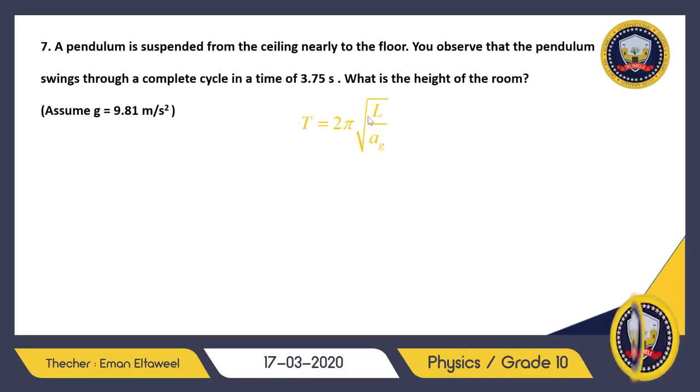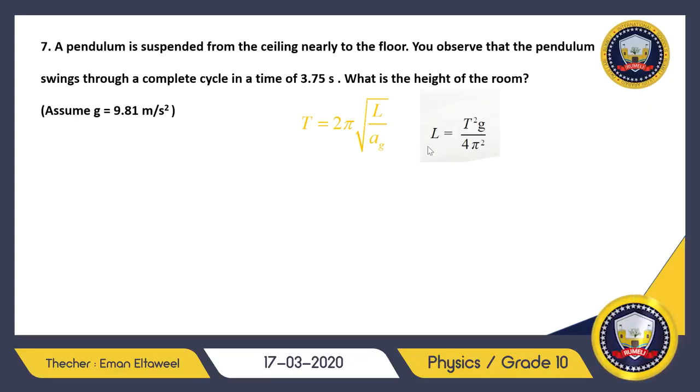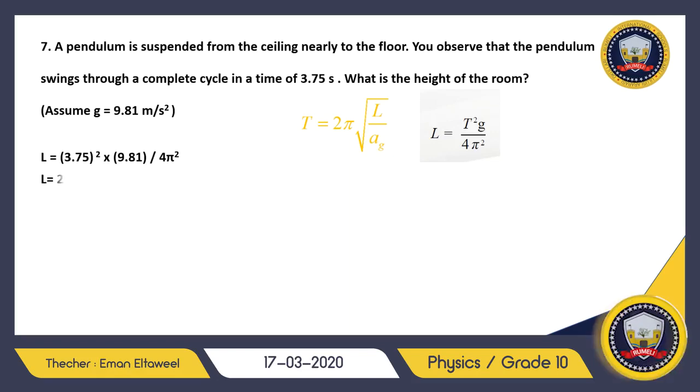And to get L in a side alone, we are gonna get rid of this square root by making the two sides squared, then cross multiplication to get L in a side. L equals T power 2 g over 4 pi power 2. So by direct substitution, L equals 3.75 power 2, the time, the period, multiply 9.81, the g, divided by 4 pi power 2, so it equals 2.5 meter.